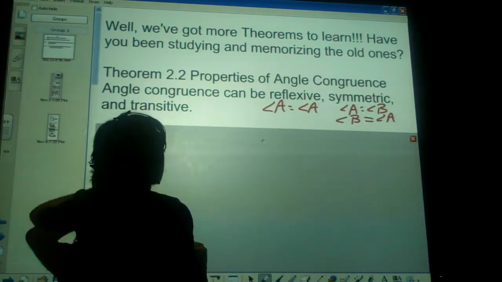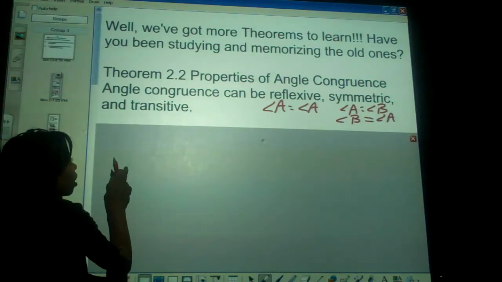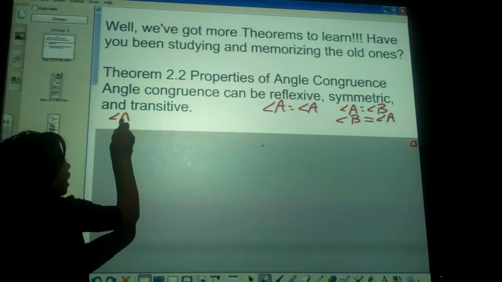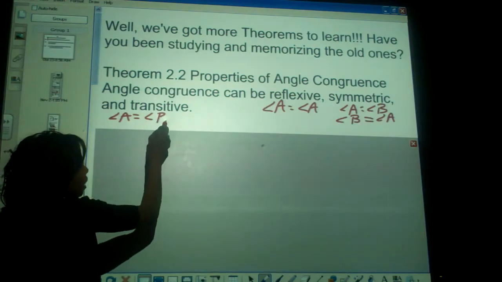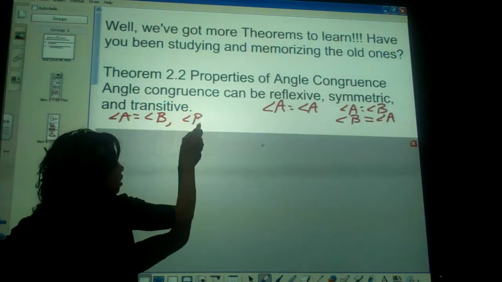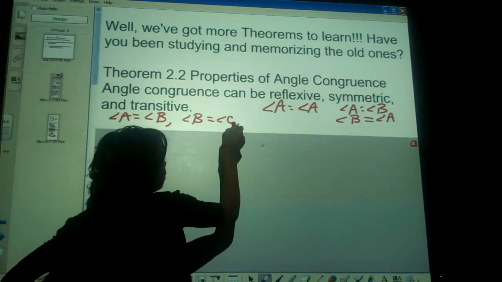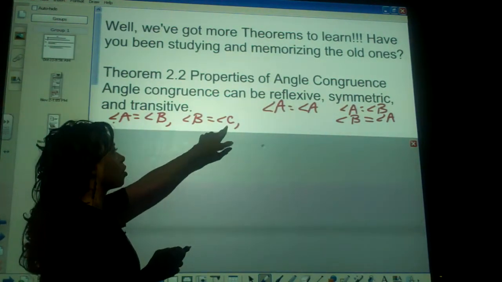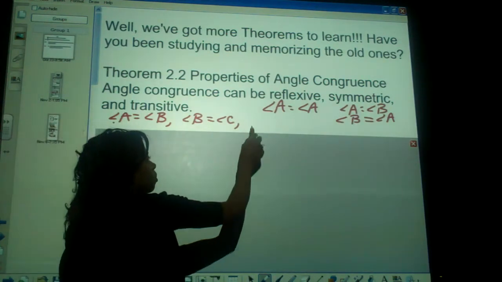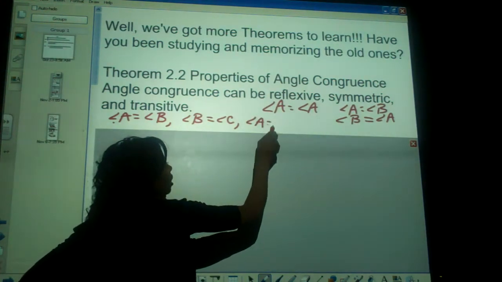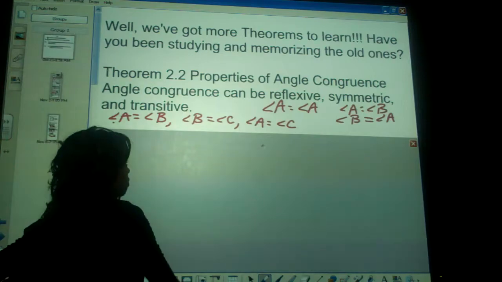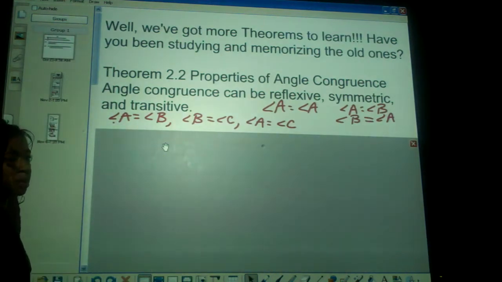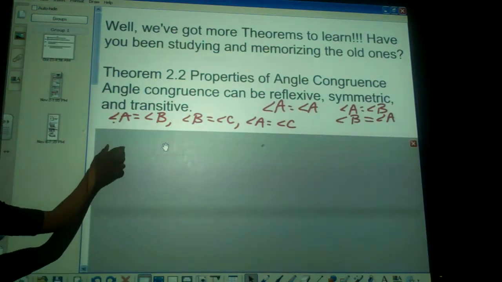And then, of course, transitive, which we dealt with before. On this one, it will be angle A is equal to angle B. Then angle B is equal to angle C. So the first and second are equal. The second and third are equal. Therefore, the first and third will be equal. So angle A will be equal to angle C. We've done it. This is old stuff. We just did it with segments. Now we're doing it with angles.